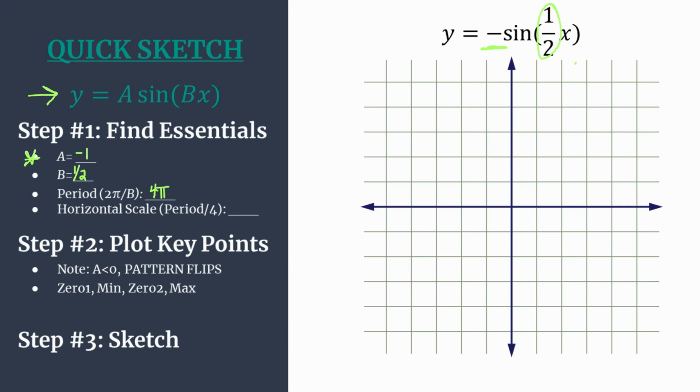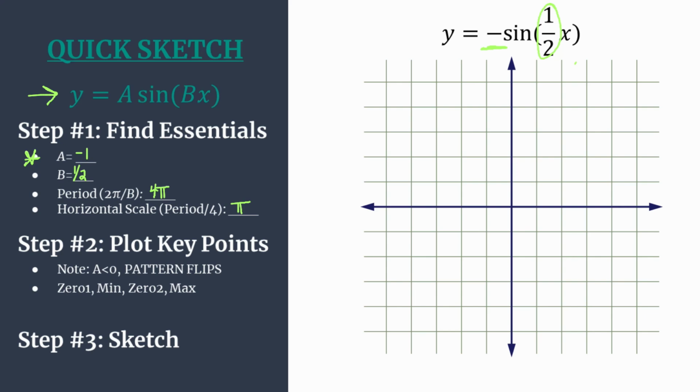Once you get your period, go ahead and divide it by 4, and you'll use that as the value for your horizontal scale. So 4 pi divided by 4 is, of course, pi. And we do this so that each of our key points in the next step lines up with a horizontal tick mark. That just makes for a really nice clean graph.